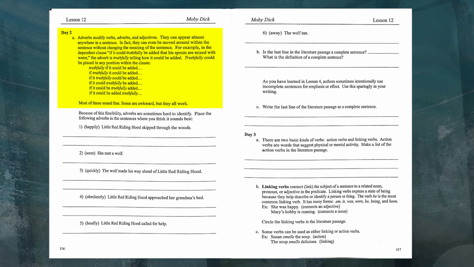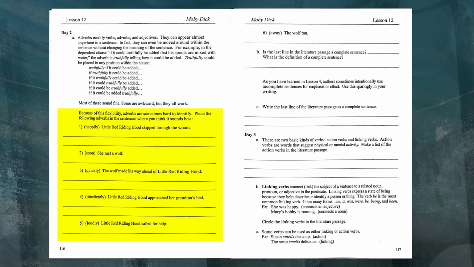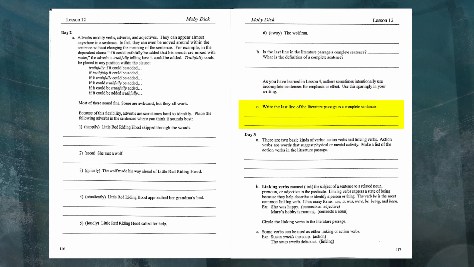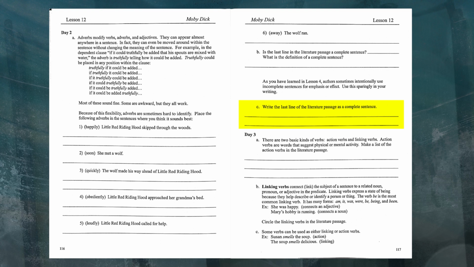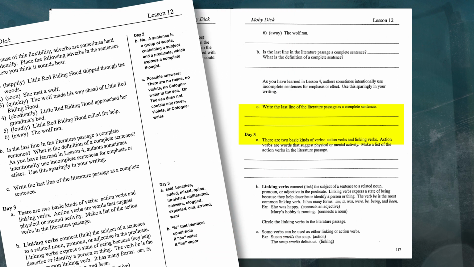Tuesday, adverbs. They modify verbs, adverbs, and adjectives. Move them around in a given sentence and think about how they sound. Because they are flexible, they can be hard to identify. Complete the exercise. Next, authors sometimes use incomplete sentences for effect. Rewrite the last sentence in the passage as a complete sentence. If any of you are concerned that as the teacher you won't know what the correct answers are, don't fret. All answers and suggested answers are provided in the teacher book margin for each lesson.